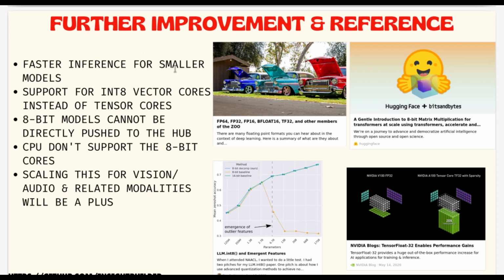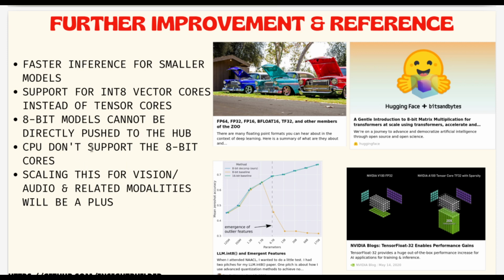What are the inferences and future improvements that we can get? First and foremost, faster inference for the smaller models is something they have to work on improving. Then, support for int8 on vector cores. This is something available in the earlier generation GPUs, not the recent ones. The earlier generations have vector cores, the recent ones have tensor cores. These things will be useful if you're a developer, an enthusiast, or a machine learning engineer trying to improve your knowledge. So this is a good place to learn.